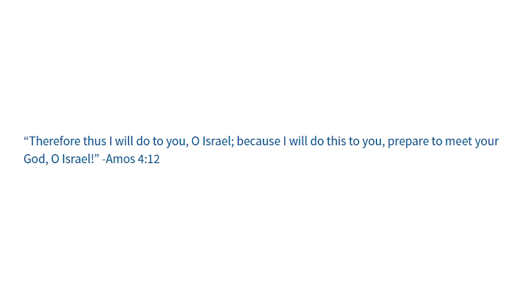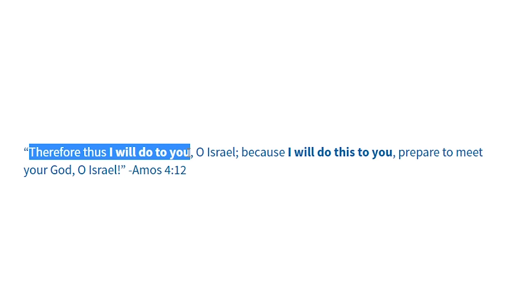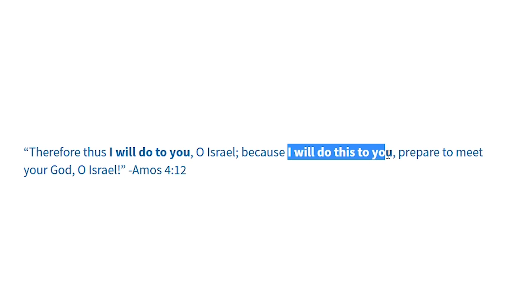Now, this hymnic fragment in 4:13 is strengthened by looking at the previous verse in Amos 4:12. Therefore, thus I will do to you, O Israel, because I will do this to you. Prepare to meet your God, O Israel. Now you say, okay, what's so significant about that? How does that factor into this concept of an ancient hymn? Well, Watts explains it has to do with repetition. There's a repeated phrase in this verse. I have it in bold now. Therefore, thus I will do to you, O Israel, because I will do this to you. Prepare to meet your God, O Israel.